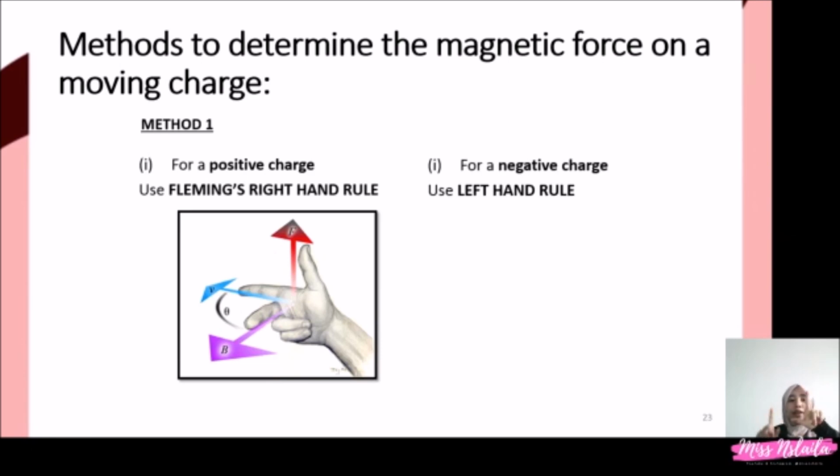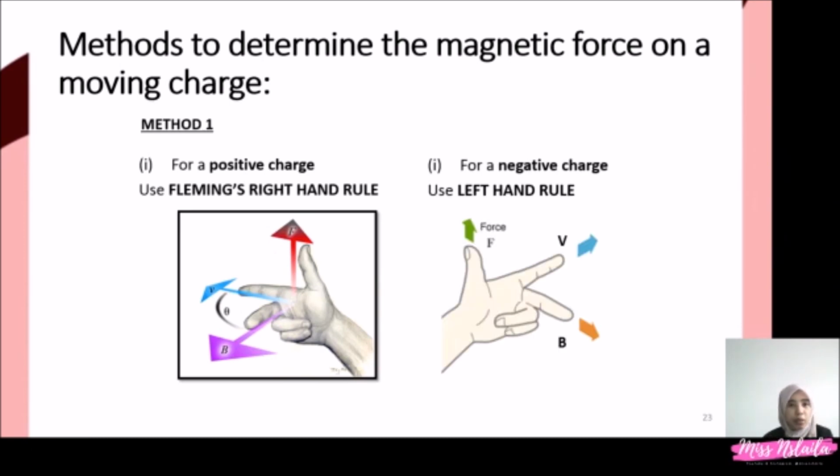Thumb will be your F, index finger will be your V, and middle finger will be your direction of B. F is always perpendicular, or 90 degrees, with V and B. But V and B can have an angle between them. For method 1, if we have a proton or positive charge, then we can use our right hand rule.